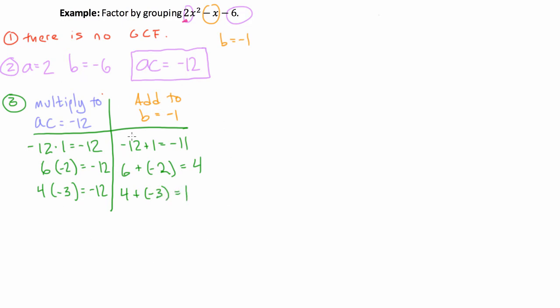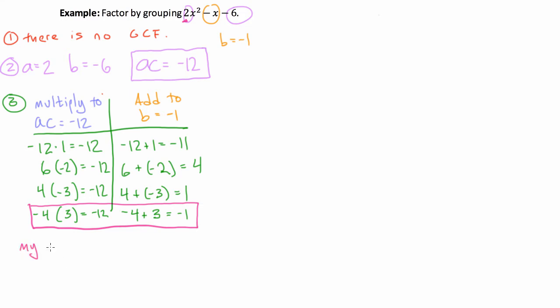And just like the stuff we talked about in 6.2, if I ever am in this situation where this is really, really close, but it isn't quite what I want, if I just switch the signs, if I make this -4 times +3, that's still -12, but -4 plus 3 is -1. So now that is what I wanted. My two numbers are -4 and 3.